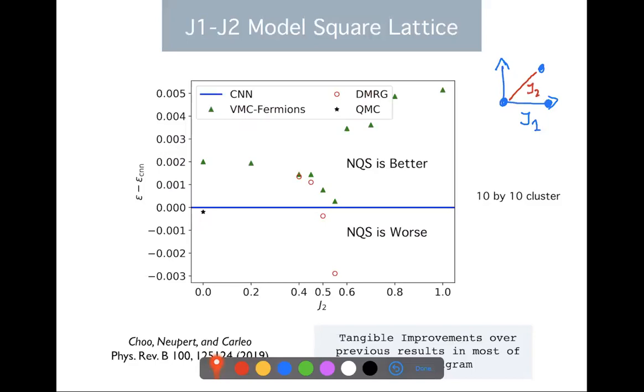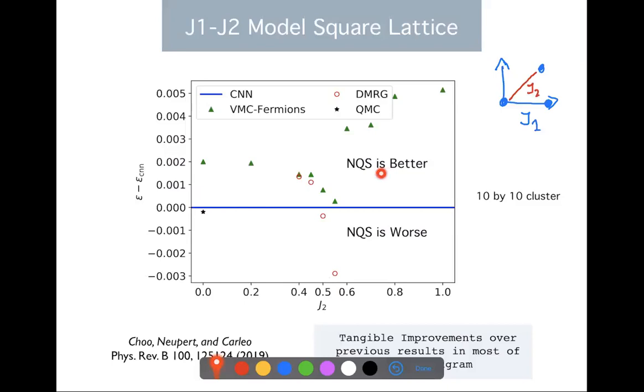What you see here is the difference between the energies obtained with all these techniques and our energies. When these points are in this upper plane, it means that we have lower energies, so in principle a better approximation for the ground state. Otherwise, when you see these kinds of points, it means, for example, that in this specific case the DMRG would have a slightly better energy than our best approximation as of 2019. So this is the state of the art in 2019 for this problem.